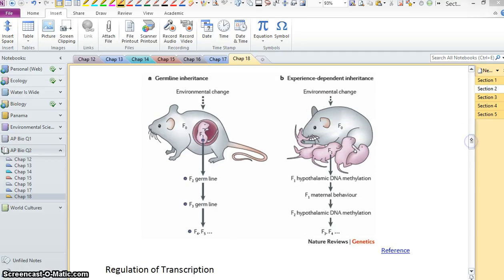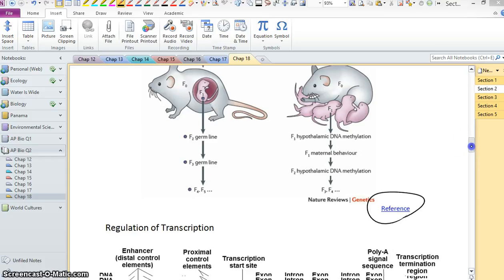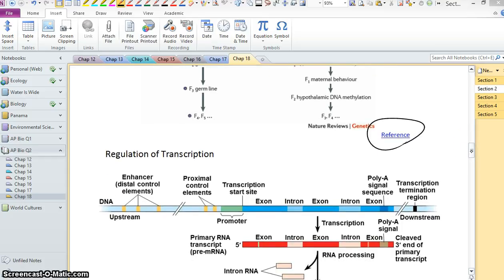Other times, and this is an image I got from a Nature paper, here's the reference if you want to take a look at it, what they call experience-dependent inheritance. This is where, after an organism is born, these baby mice essentially, the degree to which the mother cares for them can modify their DNA, which can be passed on. And again, these are modifications that don't have anything to do with the base sequence of the DNA.